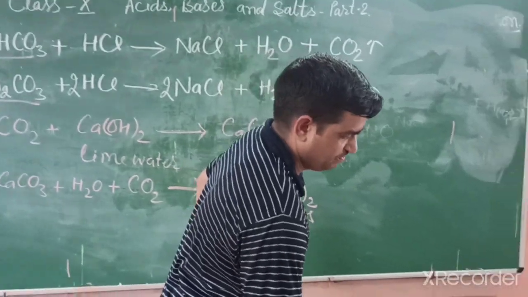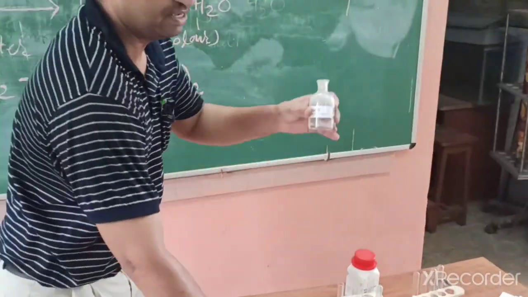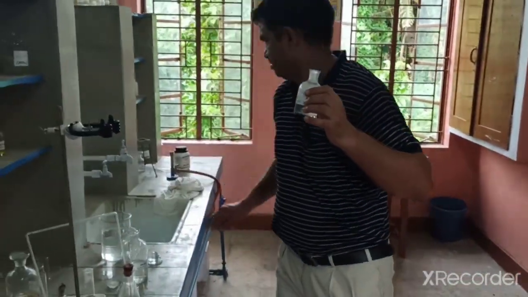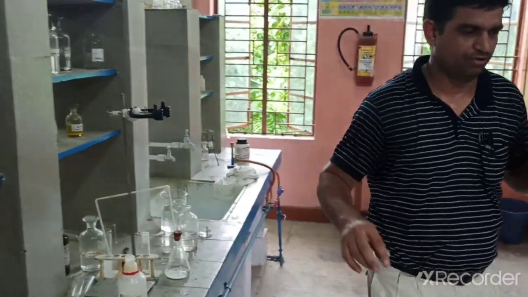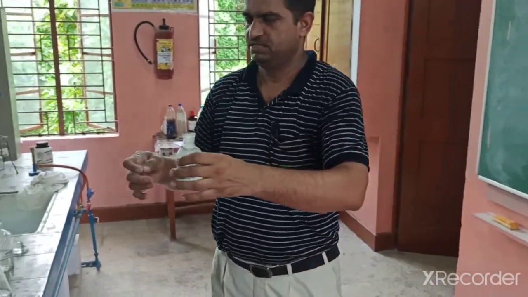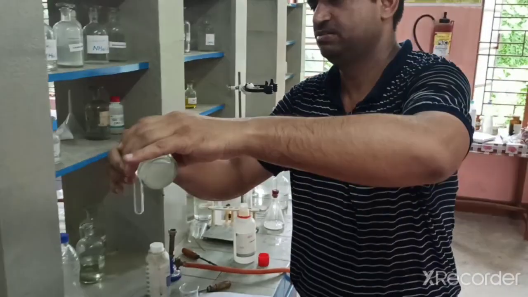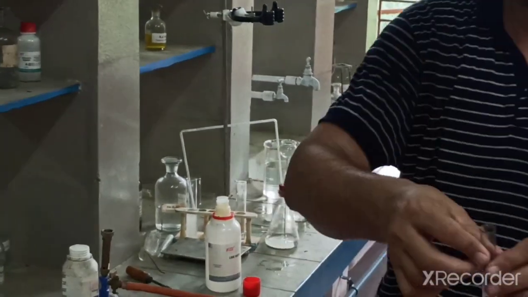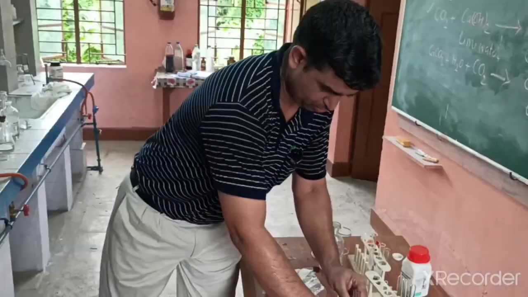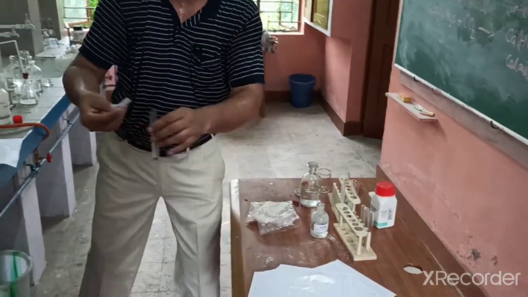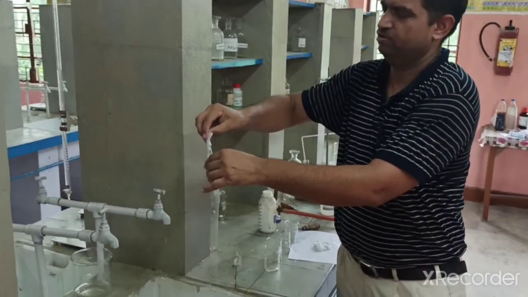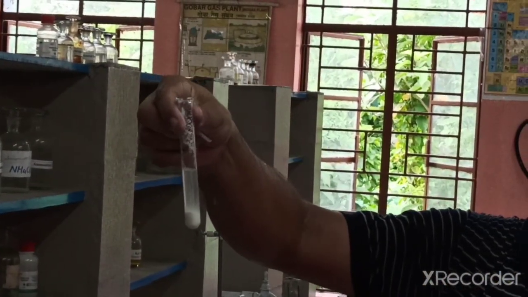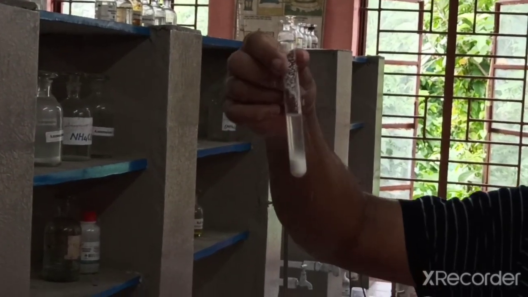But what happens if we apply this same reaction with a base? This one is sodium hydroxide, and if we apply this reaction to sodium hydroxide, then this does not happen. Sodium hydroxide, and if you put baking soda or sodium carbonate, so no gas is released out, it settled down at the bottom. This indicates no reaction.